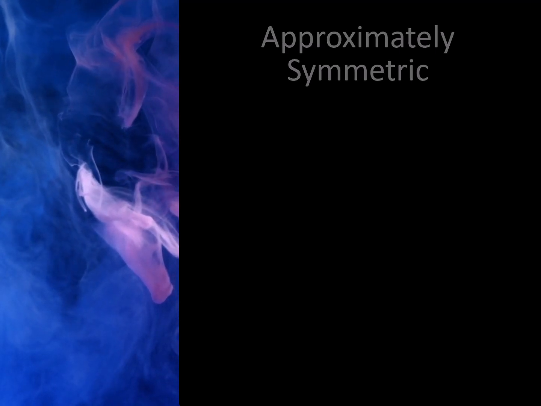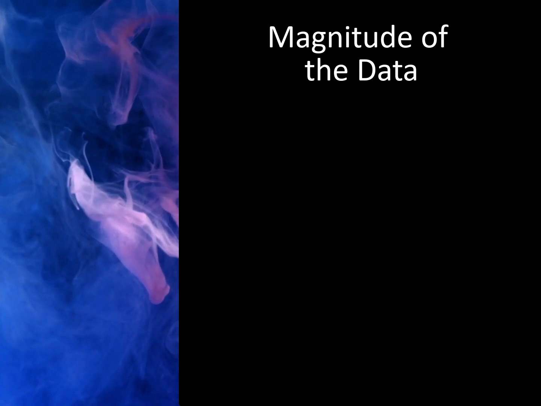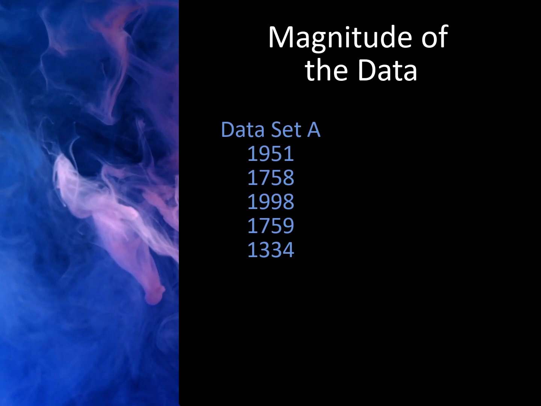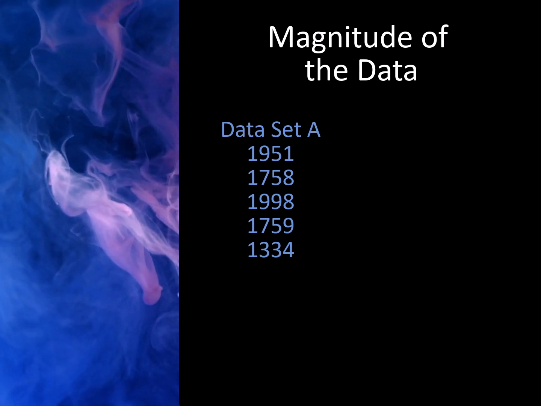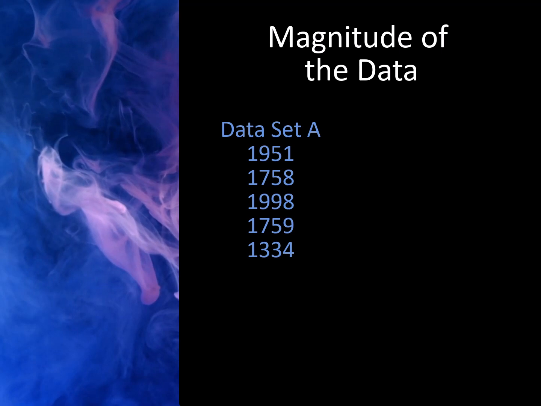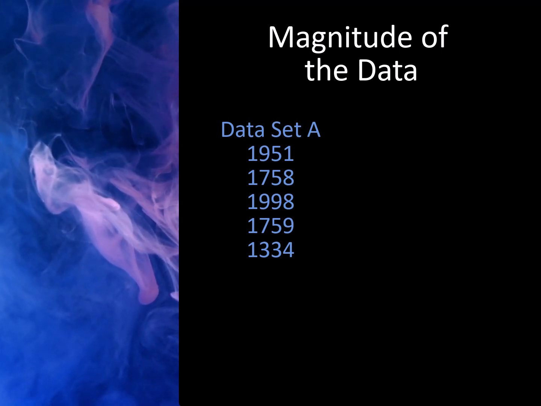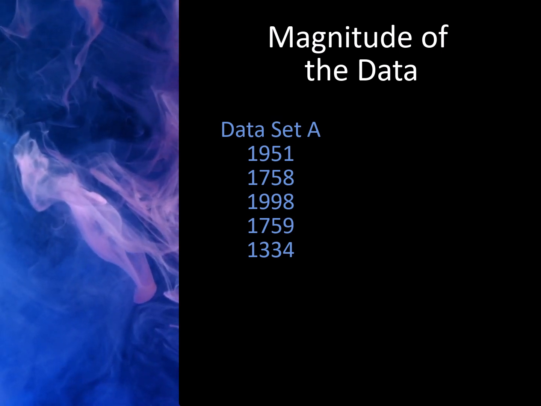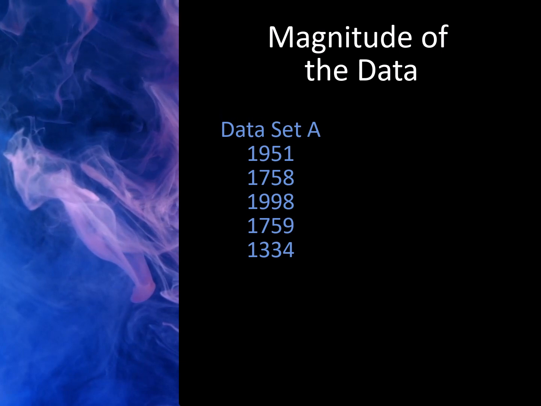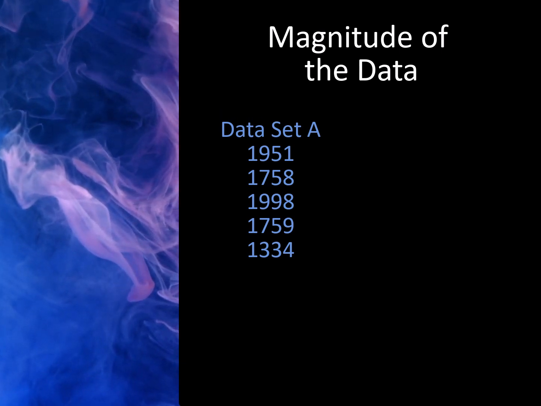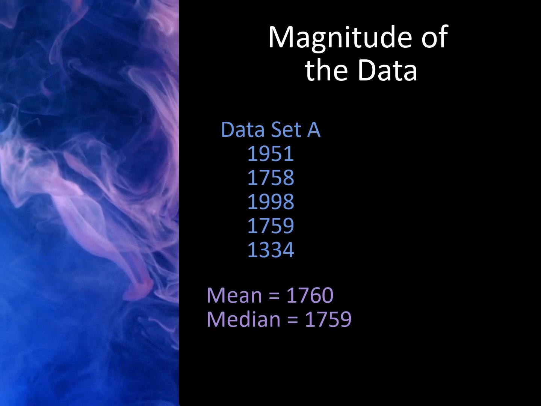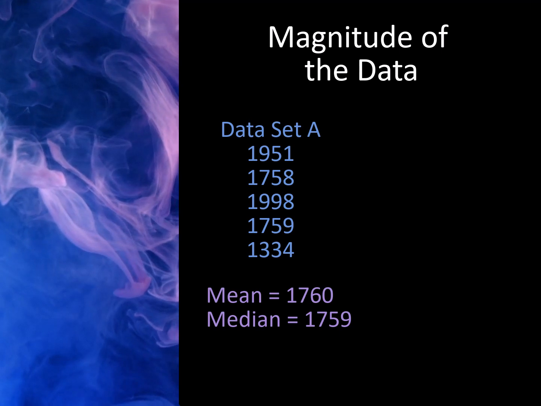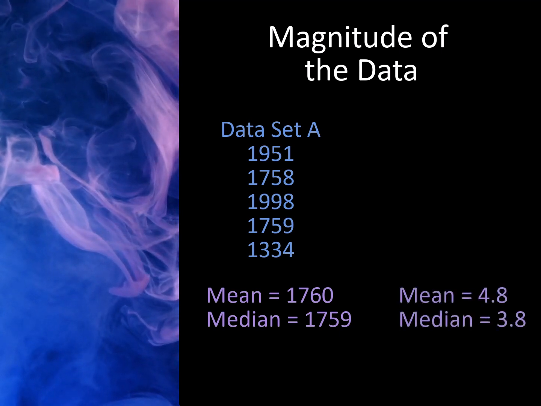Now it's important to take into account the magnitude of the data here. Consider the following two datasets. Dataset A is comprised of the values 1951, 1758, 1998, 1759, and 1334. Dataset B is comprised of the values 3.2, 3.4, 4.8, 3.8, and 8.8. The mean of dataset A is 1,760, and the median is 1,759. The mean of dataset B is 4.8, and the median is 3.8.